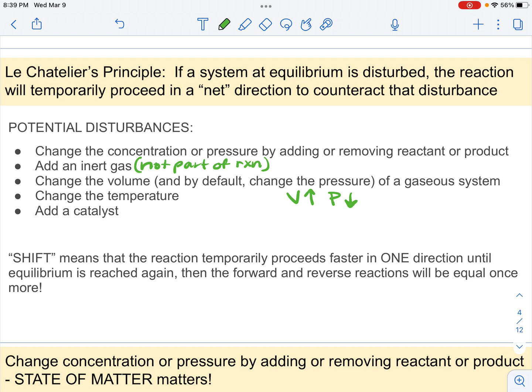You will discover as we talk through this lecture that the only one of these that will change K, the equilibrium constant, is changing the temperature. That's the only one. All the other ones have no effect on the equilibrium constant. So that's really important. Something you need to get used to is the idea that a reaction shifting really means that temporarily it proceeds faster in one direction until it reaches equilibrium again, and then the forward and reverse rates will be equal. So you just want to picture it's doing the opposite of what you did.